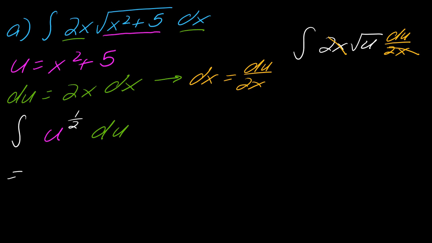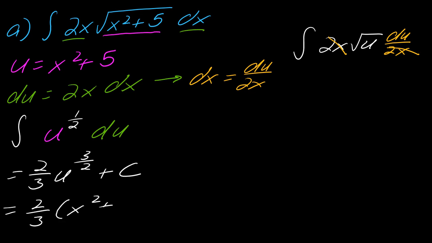So now I can just integrate. So this is u to the 3/2. Then I put the 2/3 in front here. And so then this will be 2/3. So now I replace my u, x squared plus 5 to the 3/2, all of that plus c. Don't forget the plus c.